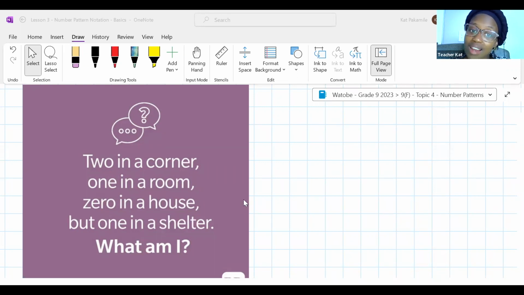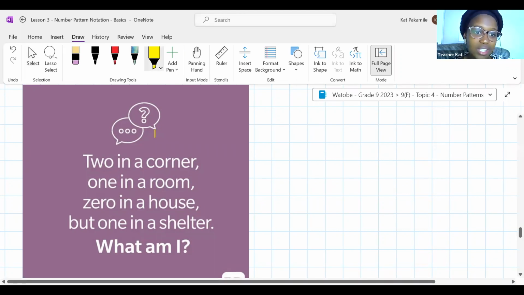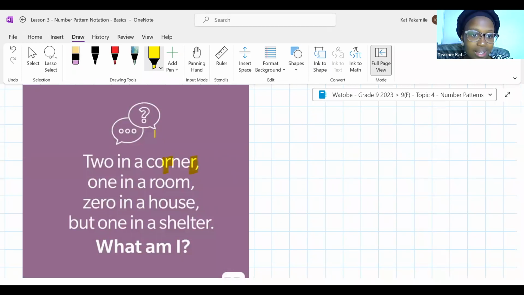Ooh, Shompa has a nice suggestion. Someone says snake. Guys, there's 2 snakes in a corner. That's scary. I'd die. Ooh, they have the answer. The letter R, ma'am. The letter R. Let's check out corner. Corner has 2 R's. You see them? Yes, ma'am. So 2 in a corner, 1 in a room. There's none in a house, 0 in a house, and 1 in a shelter. So it's the letter R. Thank you, guys. You guys are superstars.